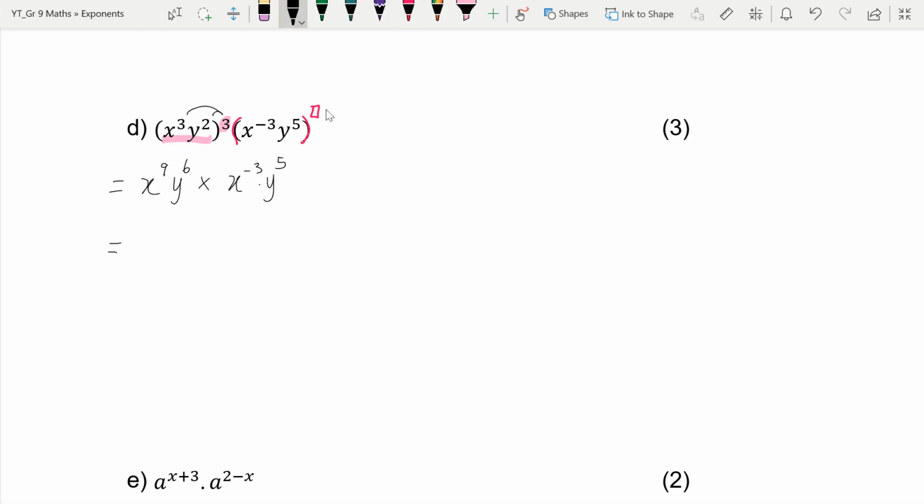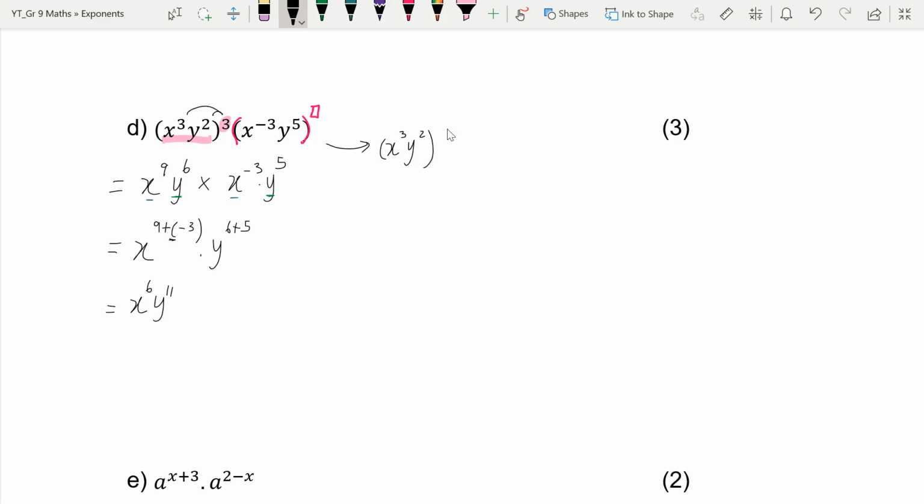Okay, so now we look for our similar bases. We are multiplying. The law of exponents says that if everything is being multiplied there, and our bases are the same, we're going to add our exponents. So we are adding that, and we are adding that. Note what happens over there. So that would be x to the power of 6, y to the power of 11, and that would be simplified. Final answer.